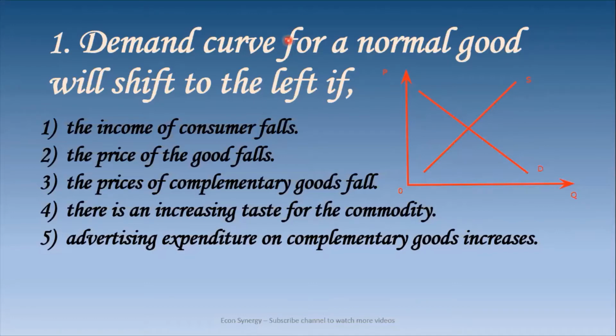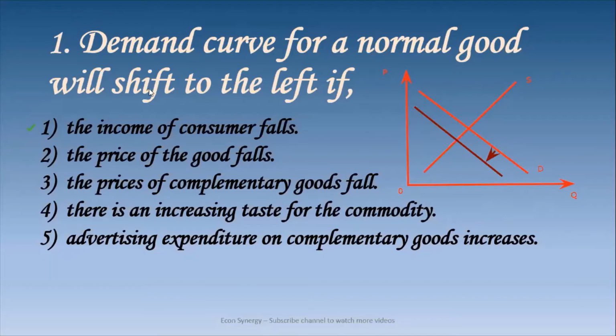Now in this question, it is asking about the situations where the demand curve shifts to the left. Now see the first option. The income of the consumer falls. When the income of the consumer falls, when our income falls, we will reduce the demand. Then the demand curve shifts to the left like this. In this case, the first one is correct. But we will discuss the other answers too, right? The first one is correct.